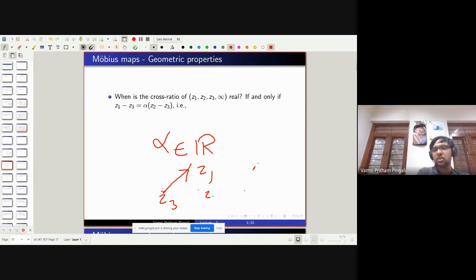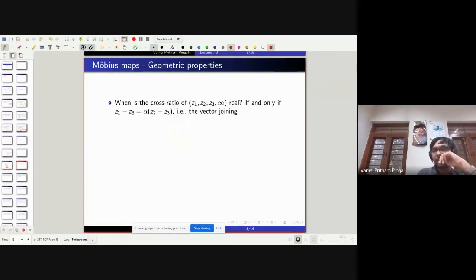Z2 minus Z3, let's say this is Z2. This is Z2 minus Z3. This is a real number. What this means in the sense of vectors is this vector is proportional to this. That means that they are both parallel. They are along the same direction. So the vector joining Z1 and Z3 is parallel to that joining Z2 and Z3. In other words, Z1, Z2, and Z3 are collinear.